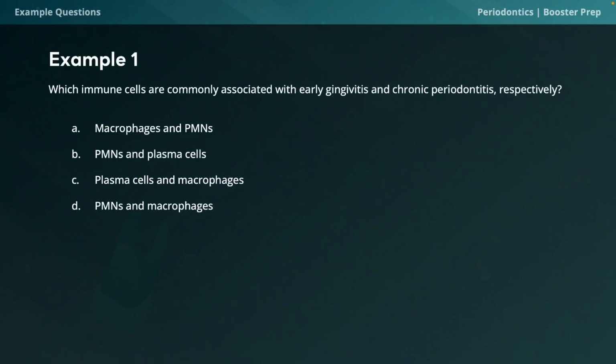Let's do some example questions here to help solidify our understanding. So in this question, which immune cells are commonly associated with early gingivitis and chronic periodontitis, respectively? Please pause the video and resume when you think you got it. The answer is B. PMNs, specifically neutrophils, are the dominant immune cells in early gingivitis. They're part of the innate immune system and act as the first line of defense against the initial buildup of plaque bacteria. In contrast, plasma cells dominate in periodontitis.